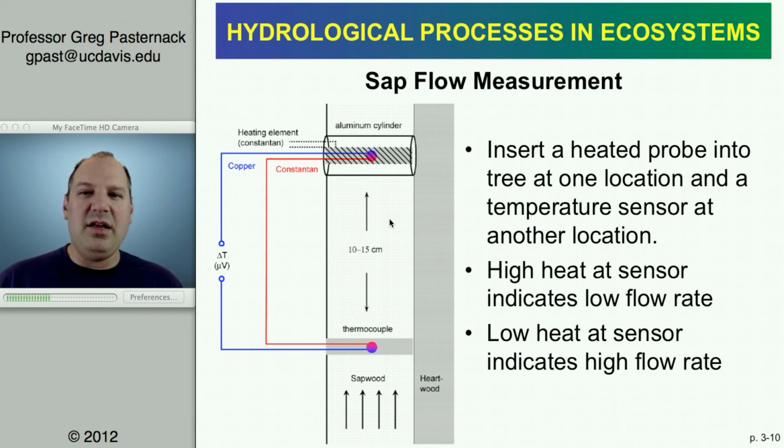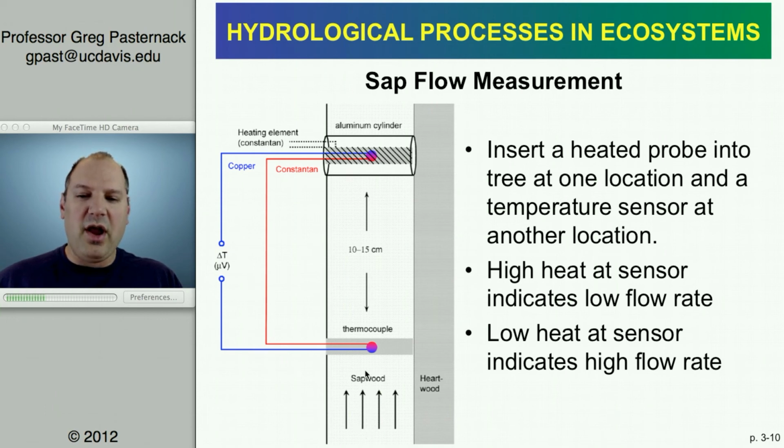The way that's done is by taking advantage of the concepts of diffusion and advection in heat flow. So in this slide image on the screen, what you can see is a tree. Heartwood indicates the center of the tree, and where it says sapwood, that's where the xylem is, where the water is flowing. These arrows indicate that the water is flowing up.